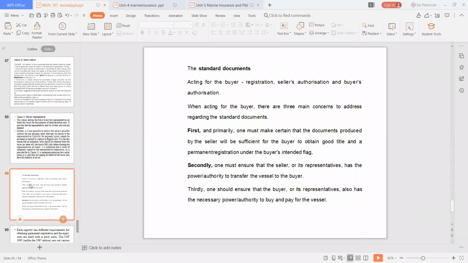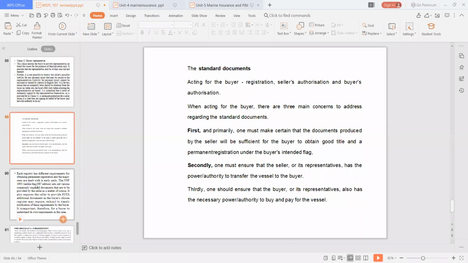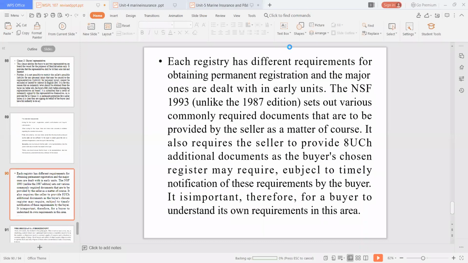So these are the standard documents normally used. Each registry has different requirements for obtaining permanent registration, and the major ones are the early units. The NSF 1993 sets out various commonly required documents that are to be provided by the seller as a matter of course. It also requires the seller to provide additional documents the buyer's chosen registry may require, on timely notification of the requirements to the buyer. Okay.